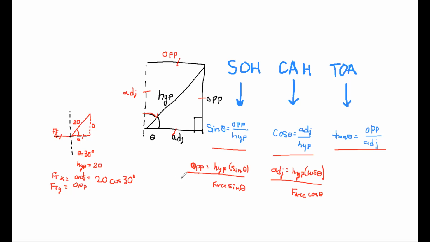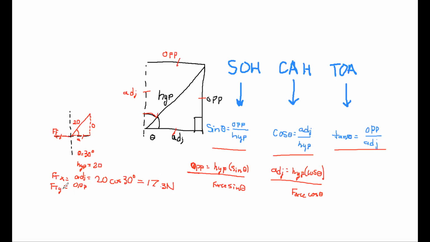Otherwise, you're going to get the wrong answer because it's going to be measuring in something that's traditionally used in calculus or trig. Really, radians is pretty common in trig as well. But for these, we're using degrees. So it's going to be 20 times the cosine of 30. This will give us a component piece of 17.3 newtons.